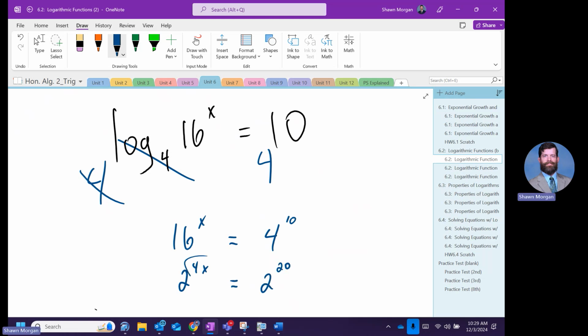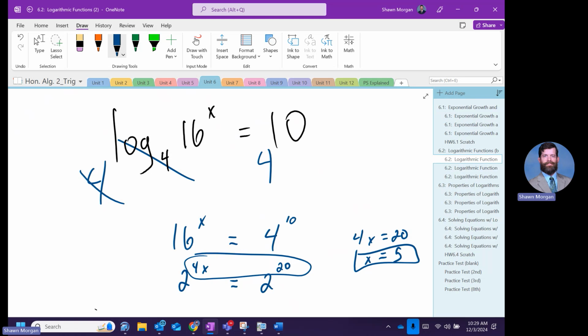And therefore, 4x equals 20, or x equals 5. You see how clever that is? How tricky that is? I didn't even need to know what 4 to the 10 was because I was able to make the base the same. Ready? Couldn't you have just done 4 to the 2x instead of 2 to the 4x?